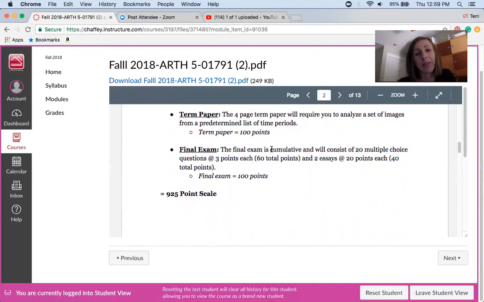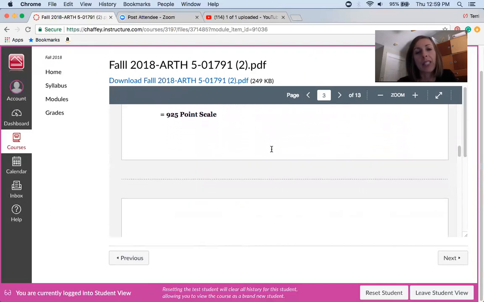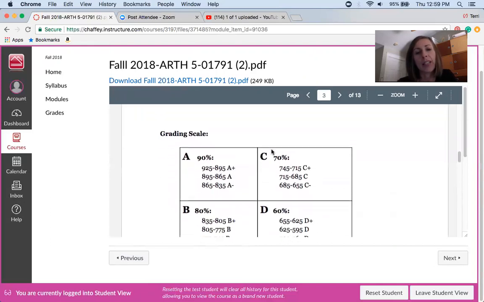The last thing is a final exam. It's cumulative. It's the same idea of the 20 multiple choice and 2 essays. It just covers the whole gamut. So that comes there at the end. And I have a little study guide for that. So it's 925 points, which is a weird point scale.